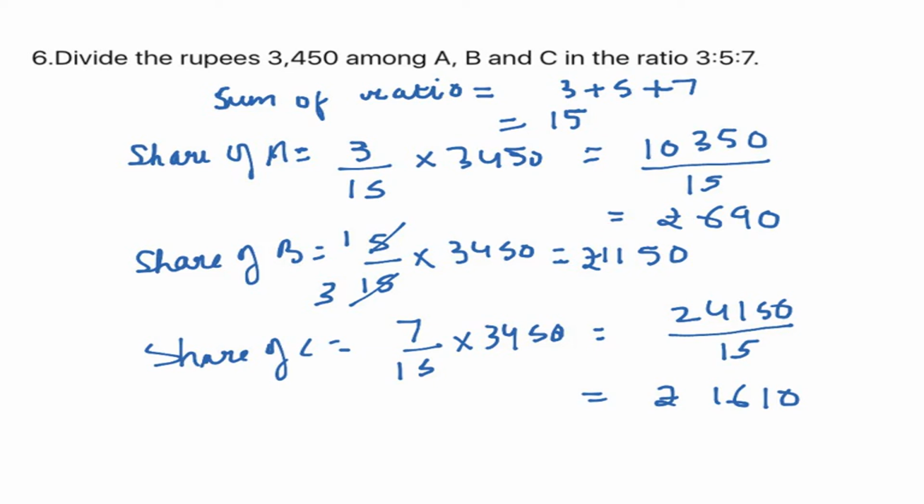So in this amount, all A, B and C will get the money. It means A will get rupees 690, B will get rupees 1150 and C will get rupees 1610. So this is how, from the given ratio, we find out the share of each of A, B and C.